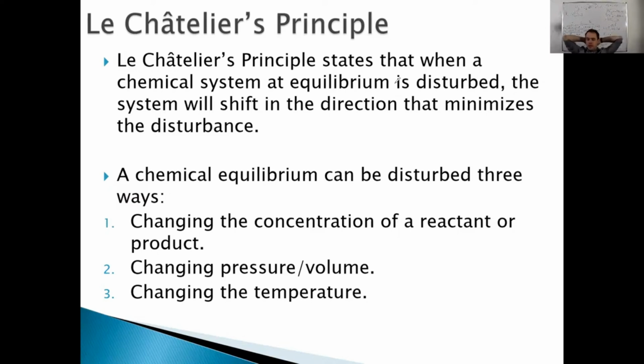Since they never stop, we can change something and cause the position of that equilibrium to have to move in response to that. And there are three ways that you can change the equilibrium of a system or mess with it. You can change the concentration of something. So you can add more reactant or take some of the reactant away. You can add more product or take some product away. We'll talk about what LeChat does with that. You can change the pressure or volume of a container. We'll talk about how LeChatelier responds to that. And you can change the temperature. We'll talk about how LeChatelier responds to that.